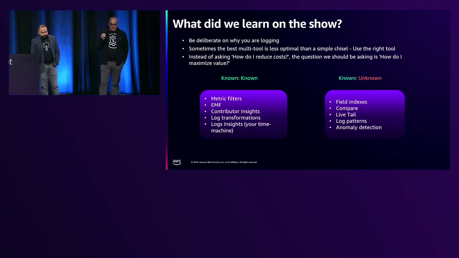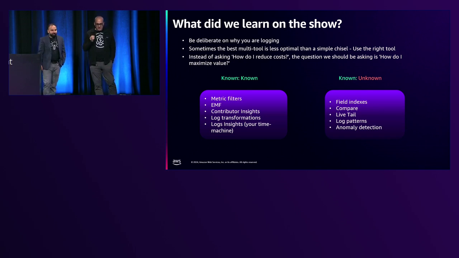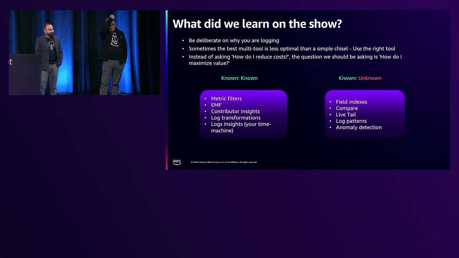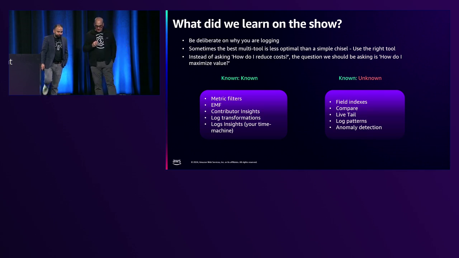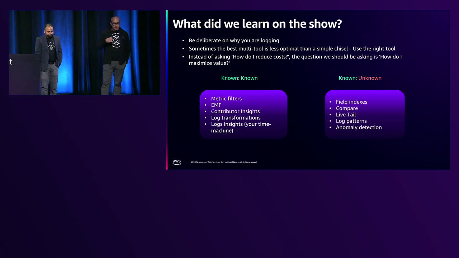And instead of asking, and this is funny because we always hear this question, how do I reduce cost? That's not the right question, and hopefully you learned that today. The right question is, how do I maximize value? How do I tackle this problem in a way where I'm getting the most insights for the optimal amount of money, of cost? We discussed the known unknown, and metric filters, embedded metric format, and contributor insights are great tools for you to precisely do that.